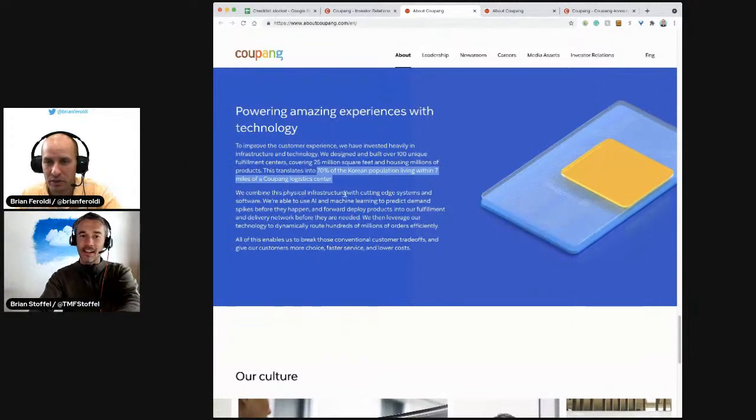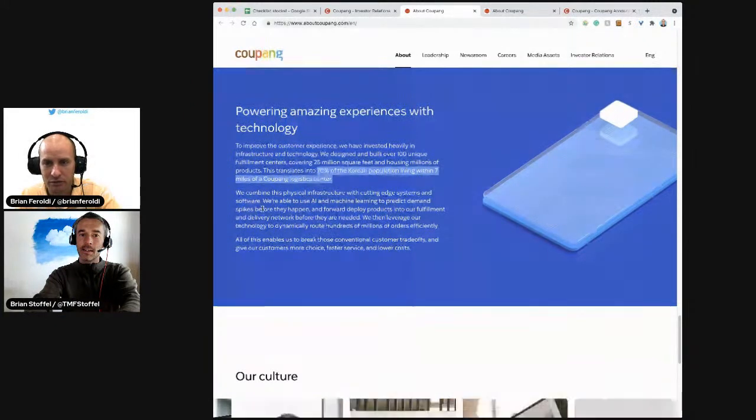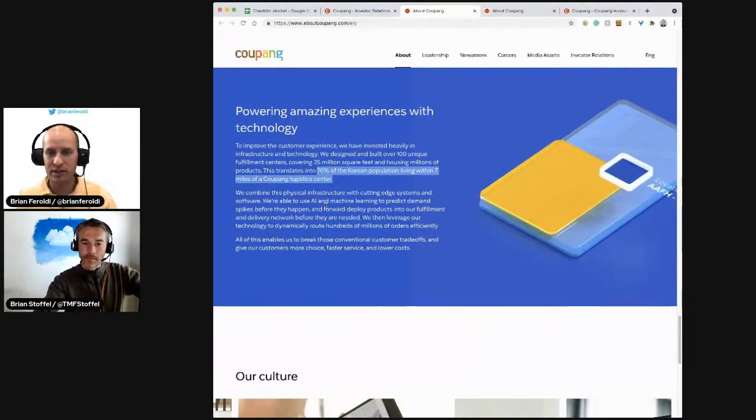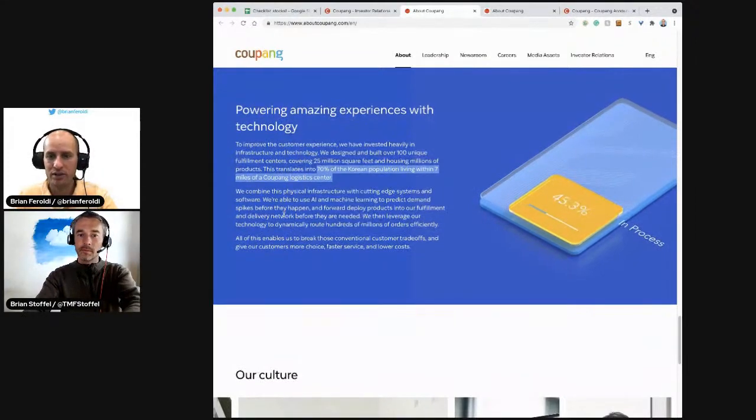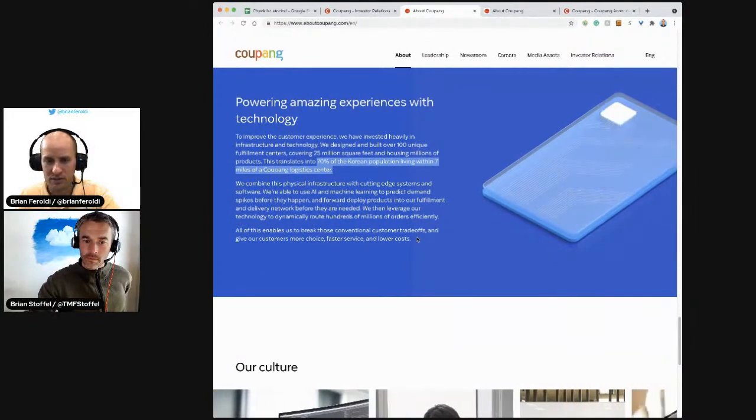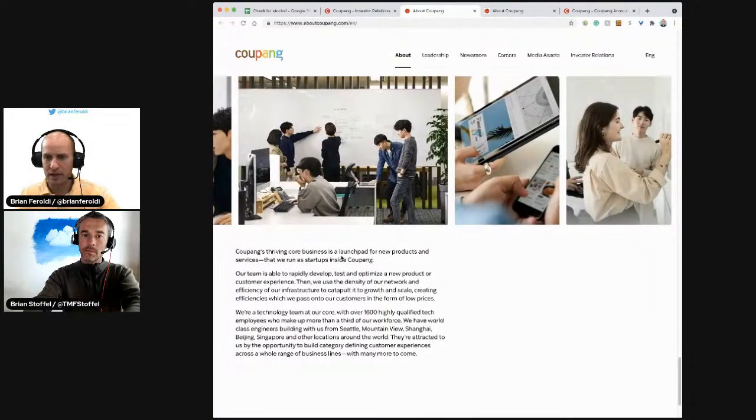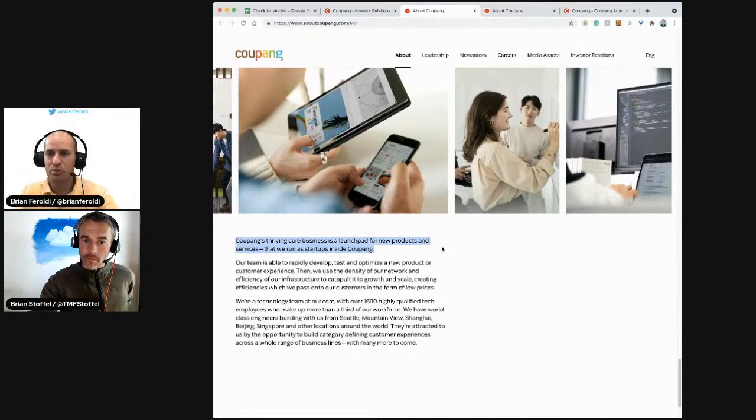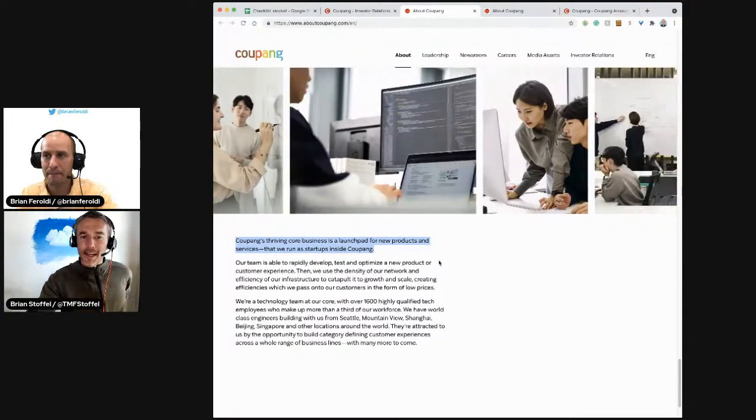We combine this physical infrastructure with cutting-edge systems and software. We're able to use AI and machine learning to predict demand spikes before they happen and forward deploy products into our fulfillment and delivery networks before they are needed. We then leverage our technology to dynamically route hundreds of millions of orders efficiently. This enables us to break those conventional customer trade-offs. Our culture, Coupang's thriving core business, is a launchpad for new products and services that we run as startups inside Coupang. That sounds like optionality. It's about the size of Indiana.